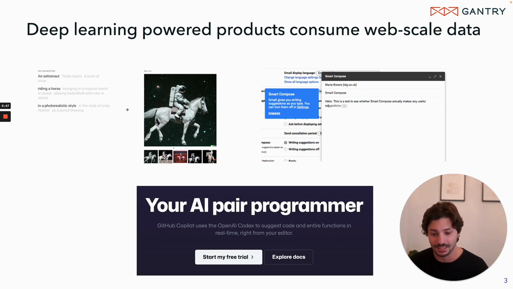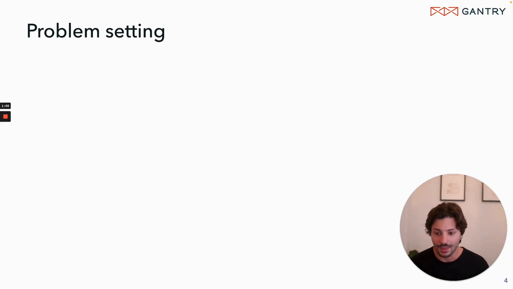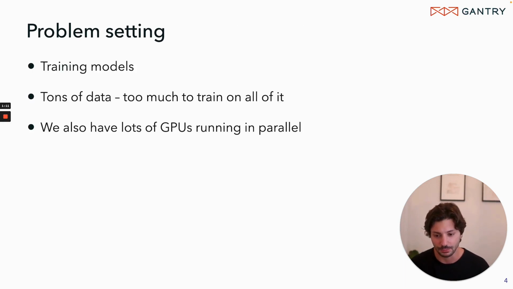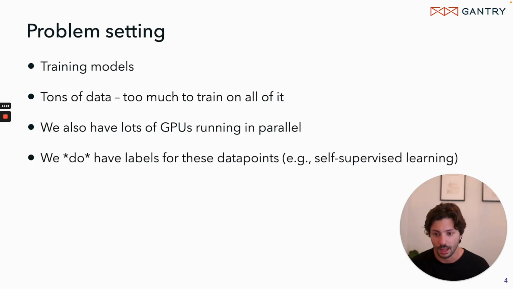So to move past this, in the past couple of years, the trend has been to train on massive amounts of data scraped from the web, and to set up scraping so that you can get labels, or at least noisy ones, as part of the scraping process. For example, in GPT-3 or Copilot, these are self-supervised models, meaning you use the training data itself as a source of labels. And that's the problem setting this paper studies. We're training on tons of labeled data, with lots of GPUs running in parallel. And we do actually have labels for these data points.